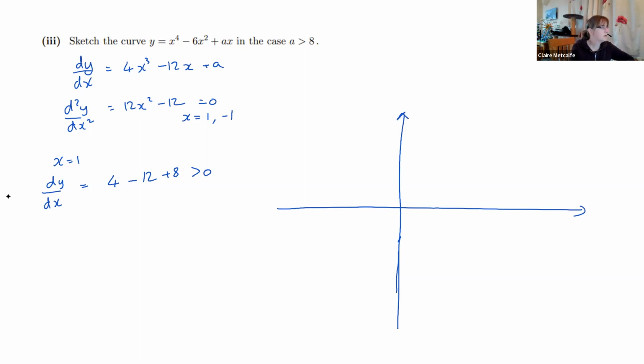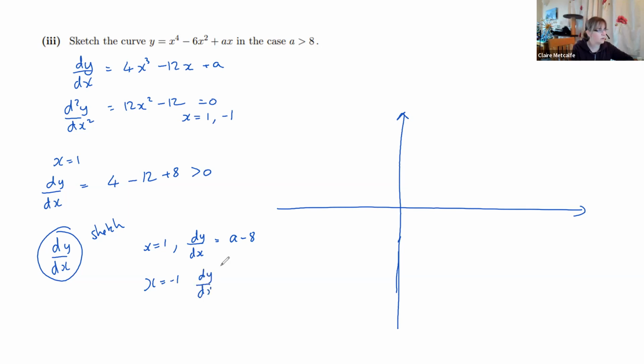What else do we know? I think it might be quite a nice idea actually to sketch the gradient. So if we consider dy by dx, and we're going to sketch this. We know that dy by dx is a cubic. We know it's got stationary values when x equals 1. When x equals 1, dy by dx is equal to 4 minus 12 plus a, so that's equal to a minus 8. And then when x equals minus 1, we've got dy by dx is equal to minus 4 plus 8 plus a, so that equals a plus 8.